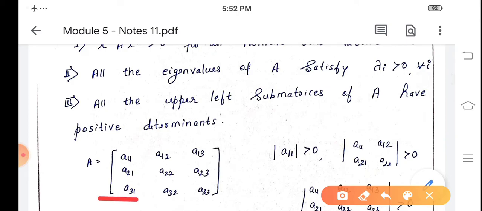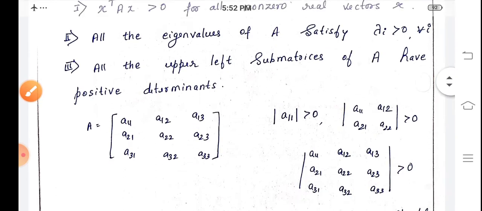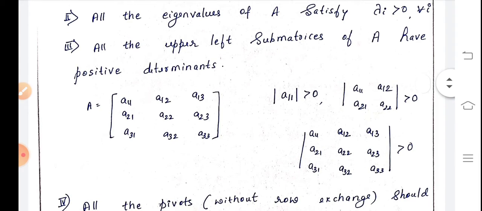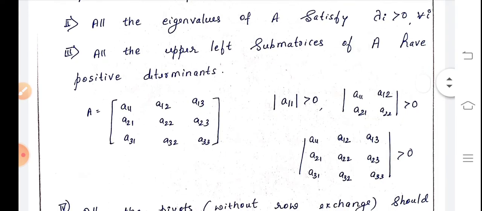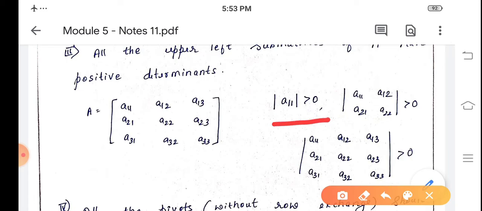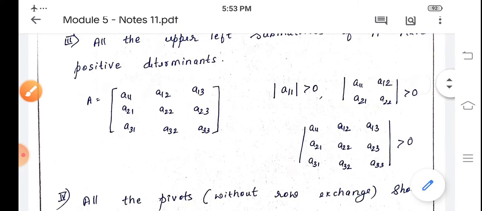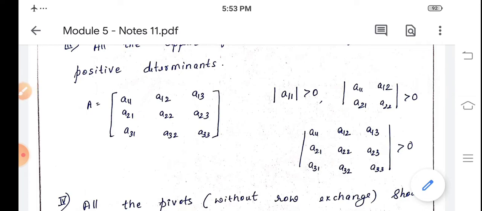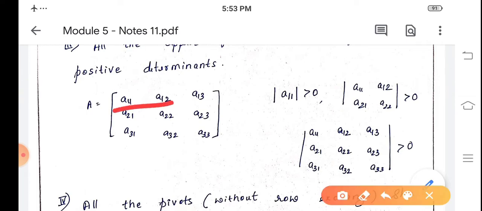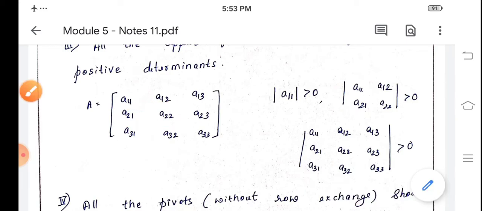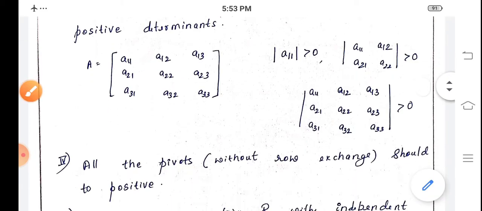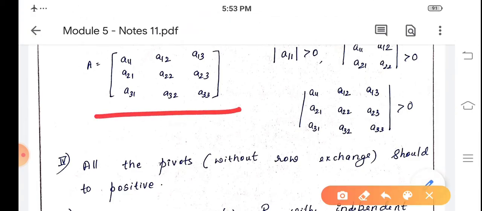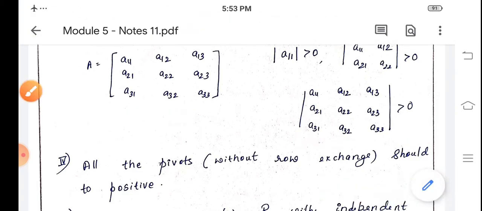For example, suppose we take a matrix of order 3, that is A is equal to first row a11, a12, a13 and second row a21, a22, a23, third row a31, a32, a33. Here the upper left submatrix of order 1 is a11. So determinant a11 should be greater than 0. Now suppose we take the upper left submatrix of order 2, then it is a11, a12, a21, a22. So determinant should be greater than 0.